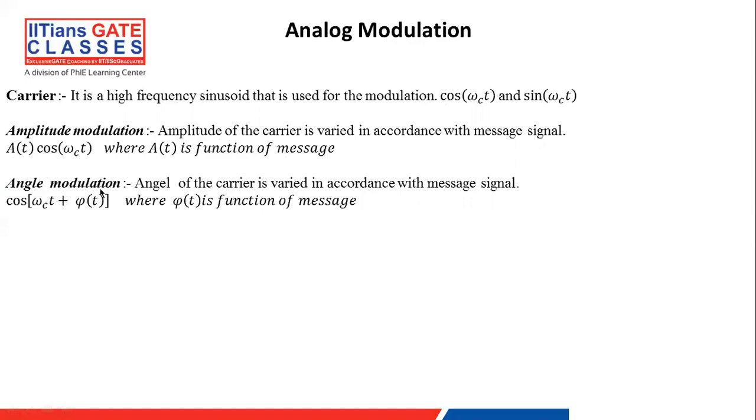Now in the case of angle modulation, here phi(t) will be a function of the message. So this phi(t) will be changing the angle of the cos omega_c t. This is the angle term, right? This is called angle modulation because the message is modulating the angle of the carrier. Here, the message is modulating the amplitude of the carrier.